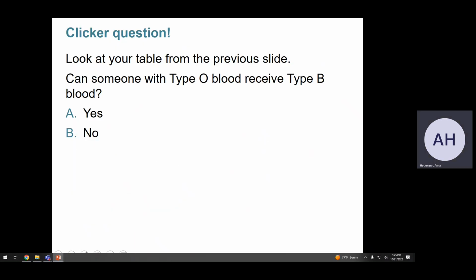Let's think about this. A type O person has what antibodies? Looking at the chart, we see that they have anti-A and anti-B. So pause the video, answer the question. This person cannot receive type B blood.